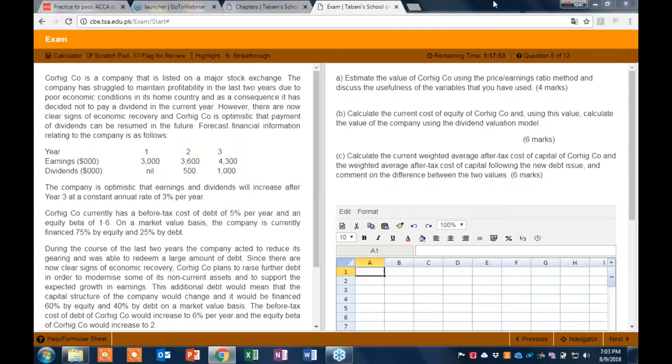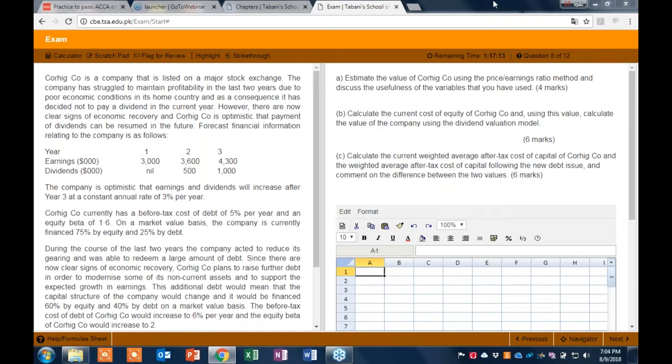Now, the benefits are usually in the form of cash flows, or they are in the form of dividends, or they are in the form of earnings. So we might be valuing the company based on the earnings. We may be valuing the company based on dividends, or maybe valuing the company based on the net cash flows that it will generate in the future. So according to this question, it is asking us to value the company based on the dividends. If you look at the B part, calculate the current cost of equity of correct company, and using this value, calculate the value of the company using the dividend valuation model.